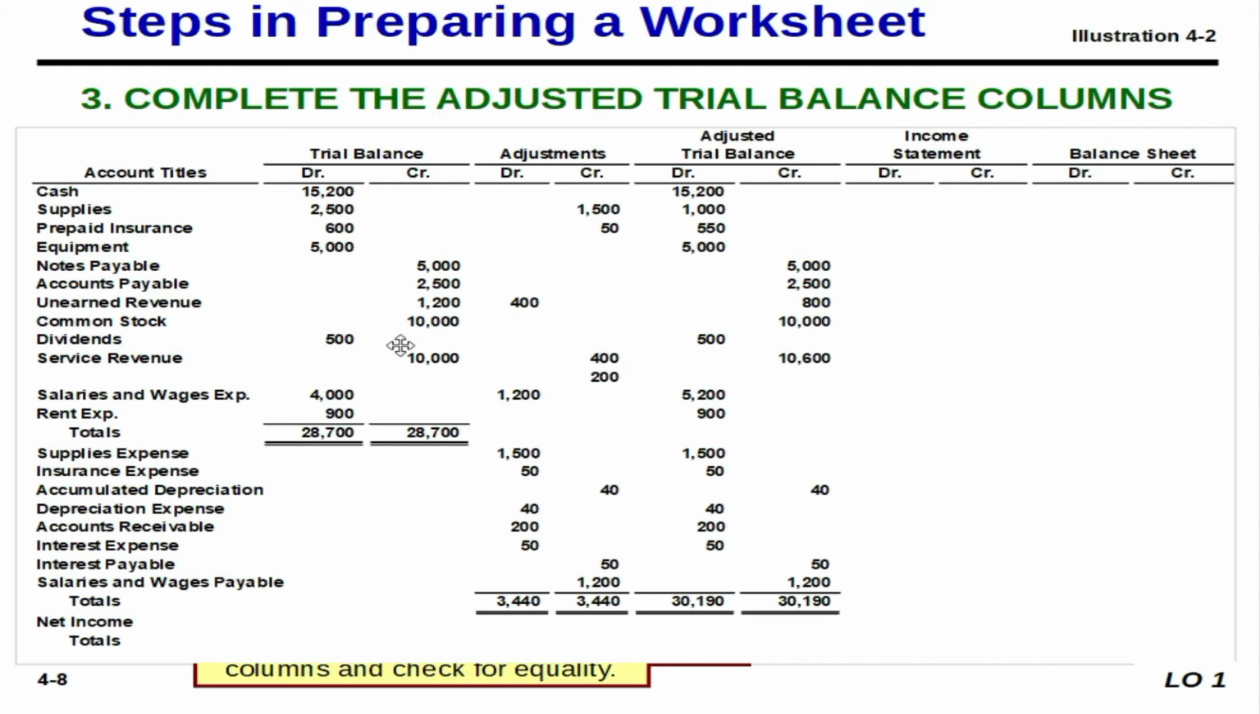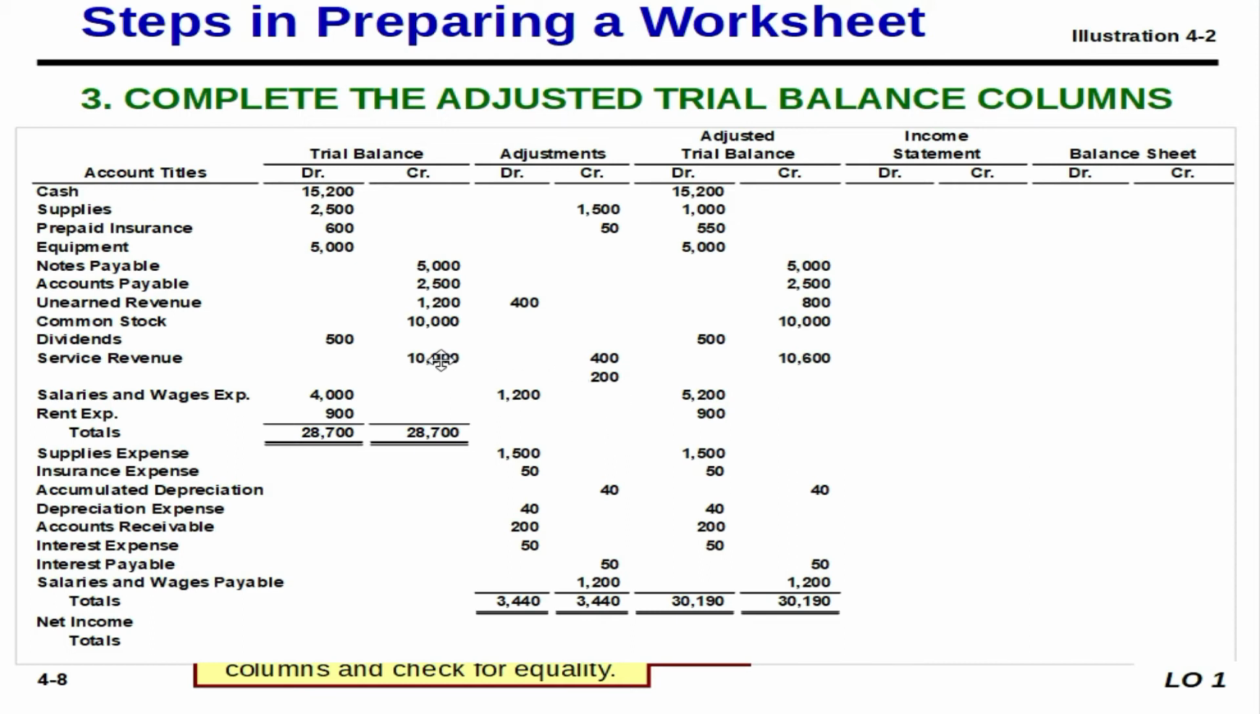Common stock was not touched. Dividends was not touched. Service revenue we did touch. That is the other side of this $400. Remember, we earned that revenue. So here you have a credit and a credit, so you add. Remember, service revenue has a normal credit balance, so credit is going to increase it.